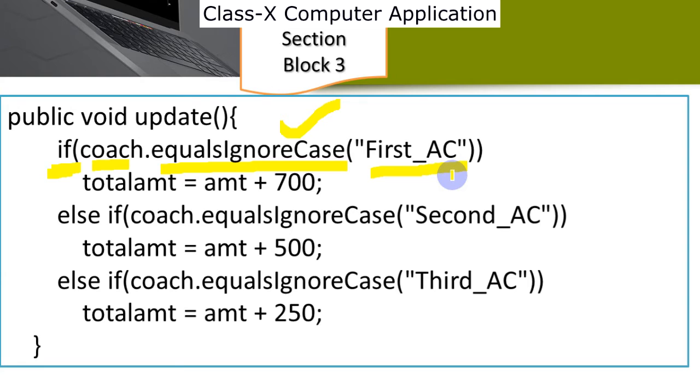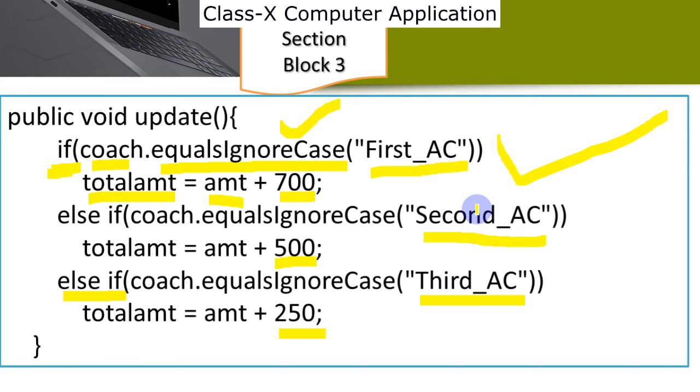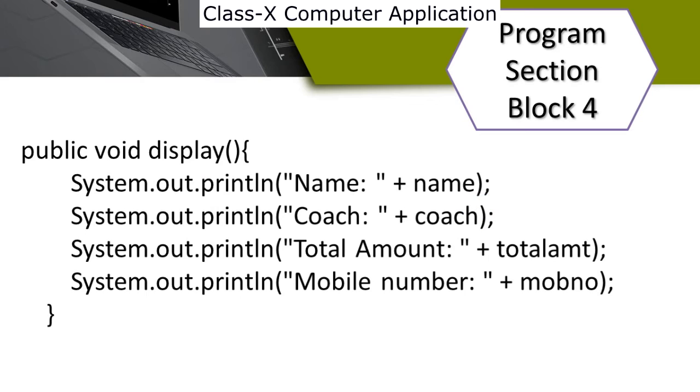Now in this first AC, what was the condition given in the table? Total amount is equal to amount plus 700. Whatever amount you add, plus 700 is the condition. Else if means you have one more condition. The second condition will be second AC, and again you will be paid 500 rupees. Else if coach.equalsIgnoreCase third AC, then the amount plus 250 will be added. So this is the condition. Let us go to the next block, program section block 4.